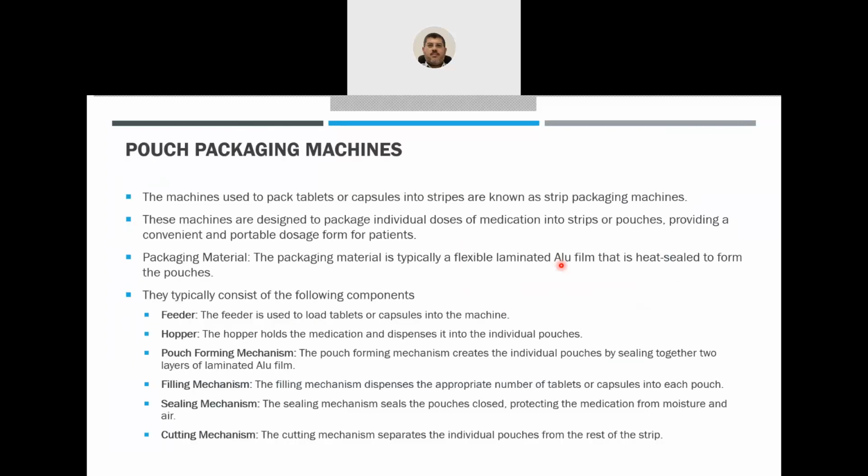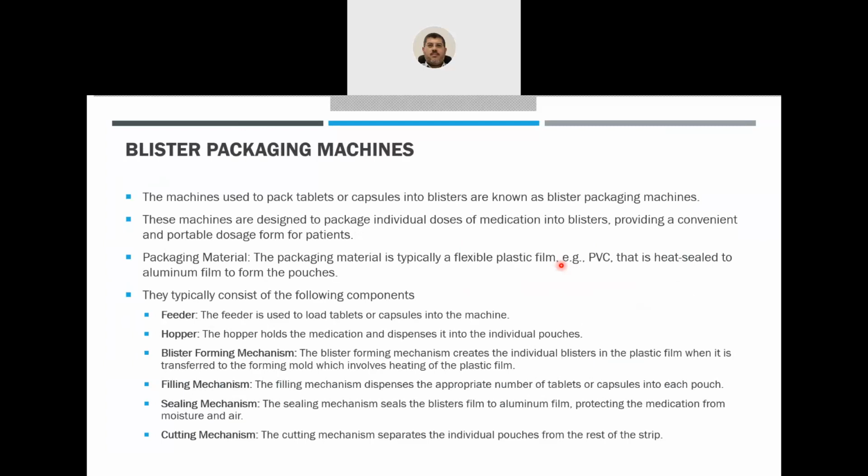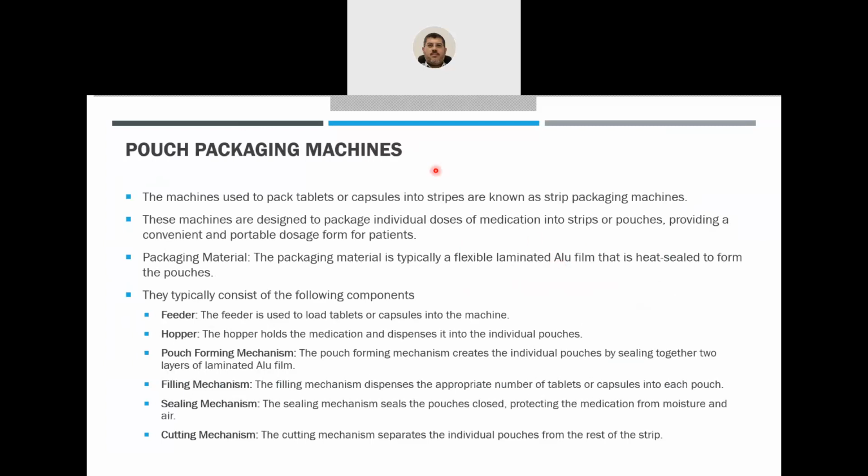coating the tablets, if they need coating, if the formulation is to be coated tablets, or without coating, if they are not supposed to be coated, then there will be packaging machines. The most common is the blister packaging machine, but some may be dispensed in or packed in pouches. These machines are used to pack tablets or capsules into pouches, into strips. So we call it strip packaging machine.